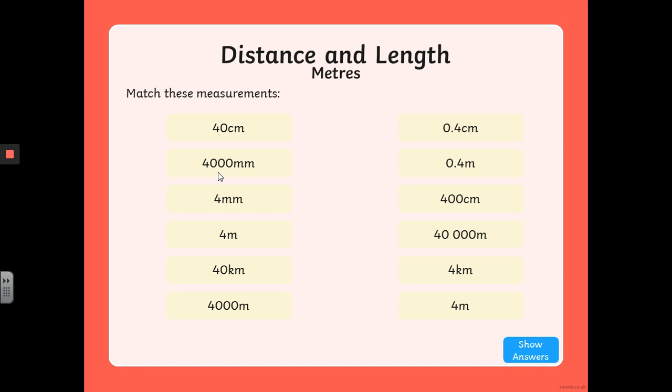Okay. Give me a moment. Yes, start your work now. 2 minutes to give me the answer, children. So 40 centimeter can also be written as what? 4,000 millimeter can also be written as what? 4 millimeter can also be written as what? 4 meter, 40 kilometer, 4,000 meters.